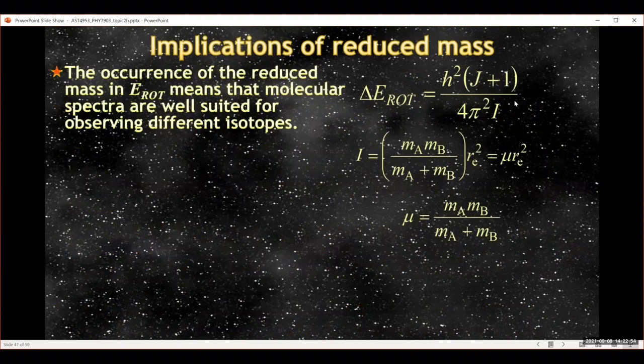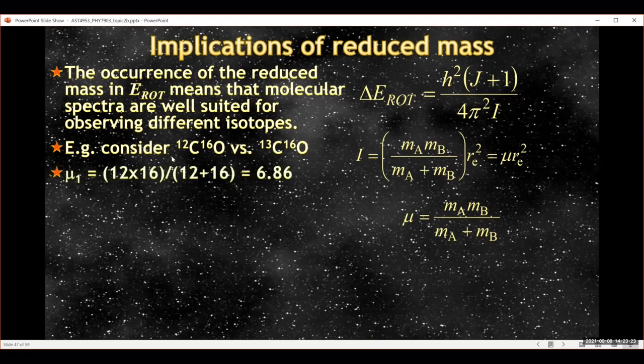There's an implication that we can get from the reduced mass, and that has to do with the fact that you can tell the difference between molecules that have the same chemical composition, but the isotopes of the atoms are different. What do I mean by this? Consider carbon monoxide, where one has a carbon-12 and one has a carbon-13. The difference in mass between them is only 1 out of 29, but in terms of the reduced mass, it makes a much bigger difference.